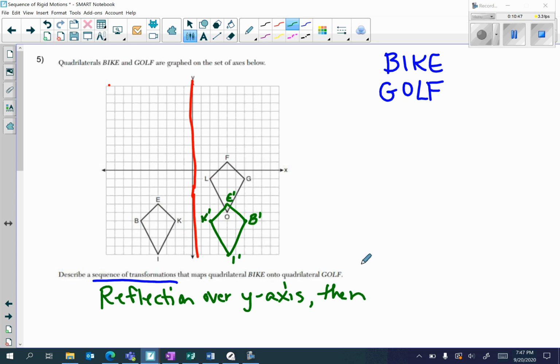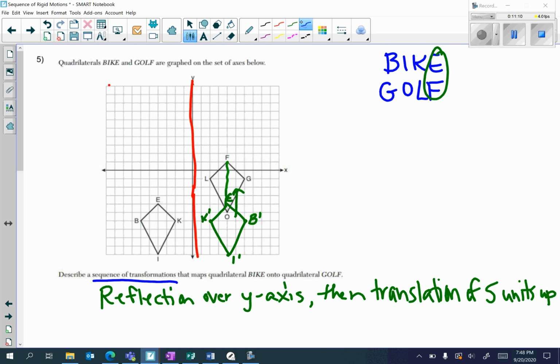Then it looks like it's a translation where I slide up. So notice E and F correspond to each other, so let's count the boxes. 1, 2, 3, 4, 5. So then it looks like a translation of 5 units up. And again, you could check that with all the other points and their corresponding points. 1, 2, 3, 4, 5.